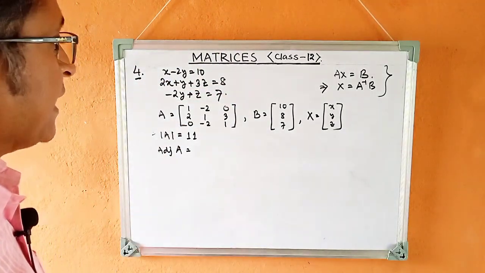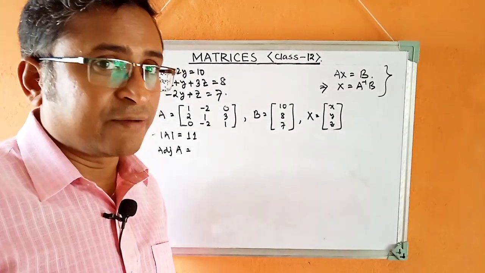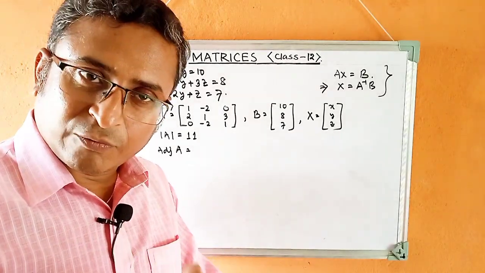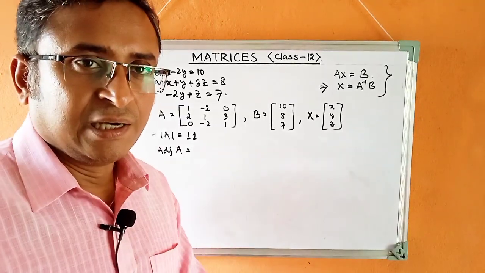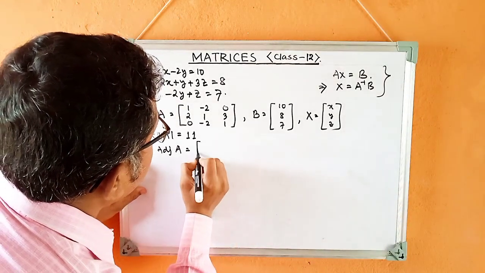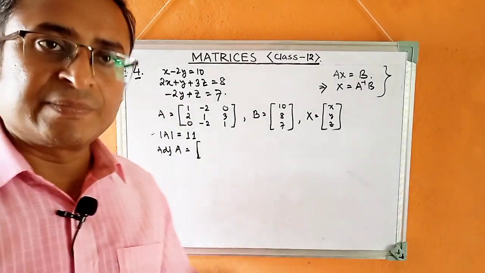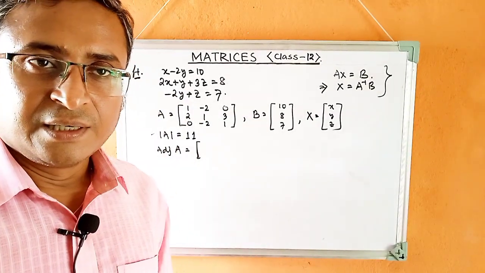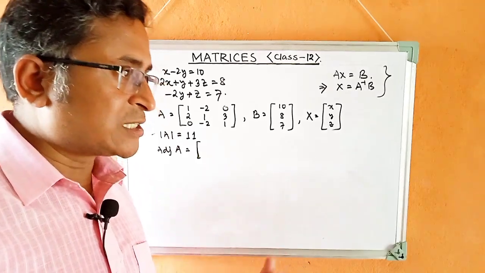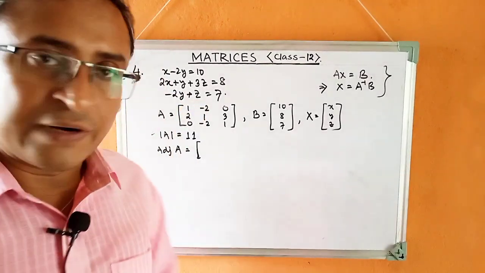Adjoint A, how to find it? That means find out the cofactor of all the elements, and transpose this. We get the adjoint A. So adjoint A, cofactor of the first element, using the same process, same calculation I already discussed in the previous sum. So adjoint A means cofactor of all the elements.